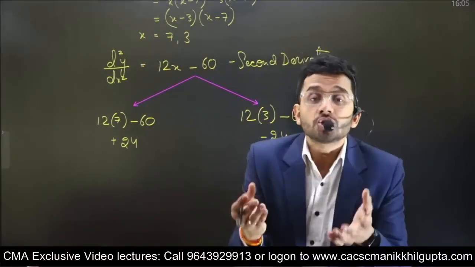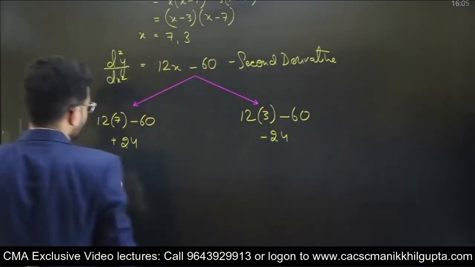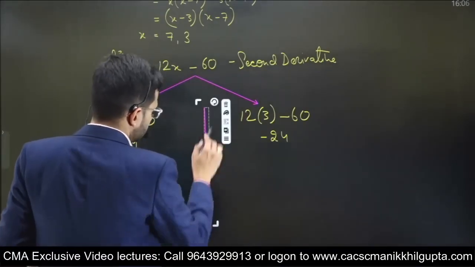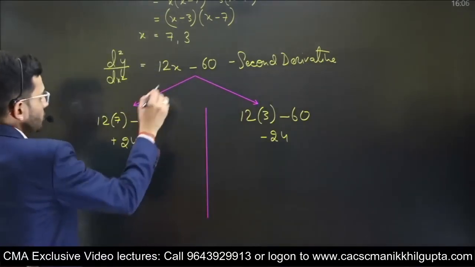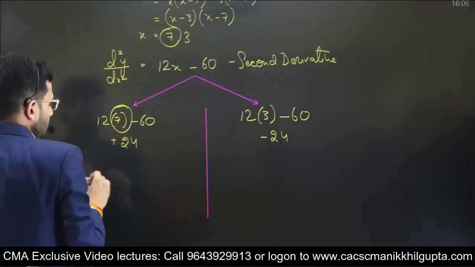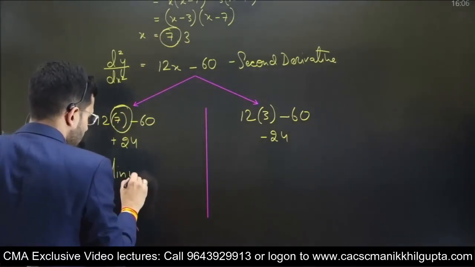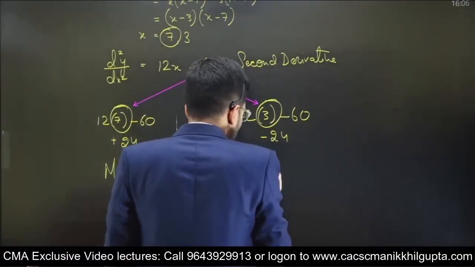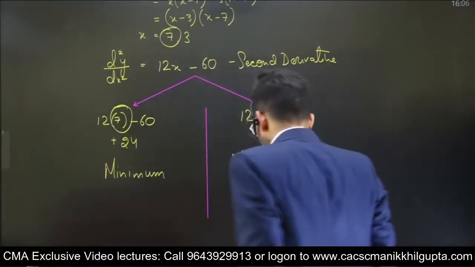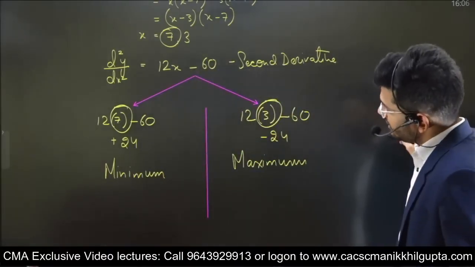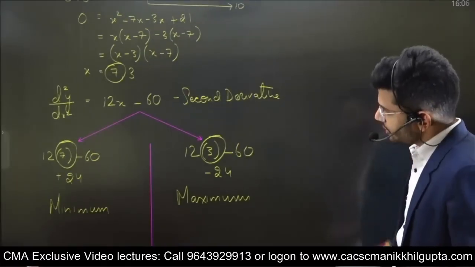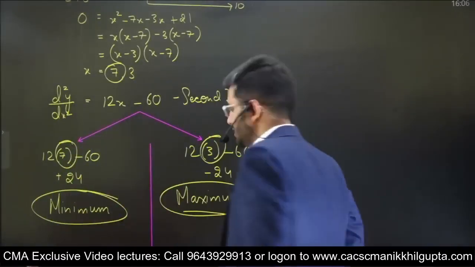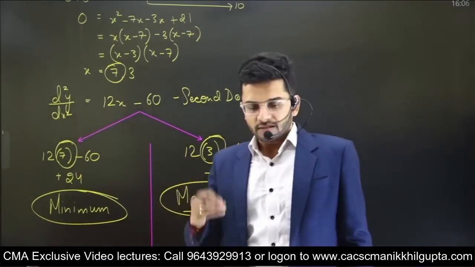Okay, now what is the conclusion? The conclusion is that when you put x is equal to 7, you will get the minimum result. And when you put x is equal to 3, you're going to get the maximum result. This is the conclusion which you are drawing from this particular equation. When you put 7 in the equation, you will get the minimum number, and when you put 3 in the equation, you will get the maximum number.